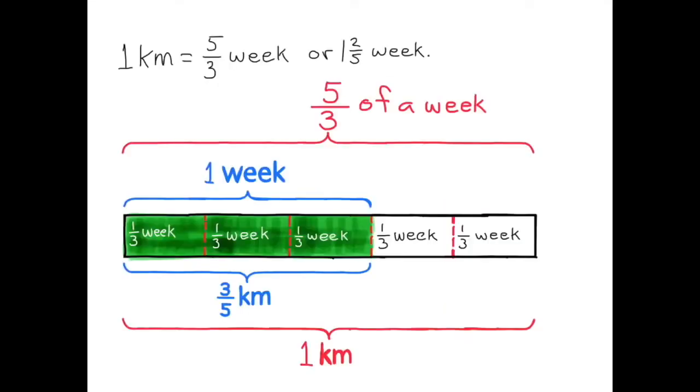Take a look at the diagram. The work that was completed in 1 week was 3/5 of a kilometer, so I divided that week up into thirds. Shaded in green, you have 3 sections of 1/3 of a week. It would take 2 more sections of 1/3 of a week to complete 1 full kilometer. That's a total of 5/3 of a week.